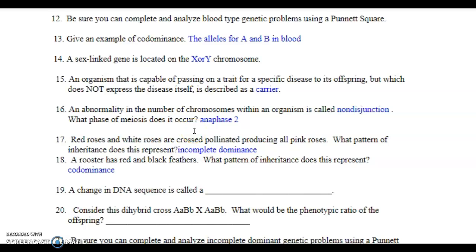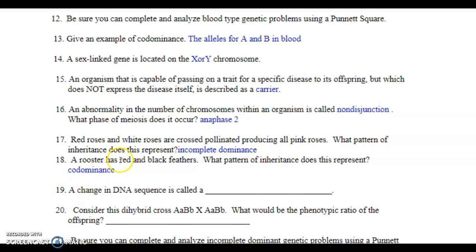Number 17 says red roses and white roses are cross-pollinated to produce all pink roses. So what pattern of inheritance does this represent? If we start with red roses and white roses and we get a blending, they blend together to make pink, then that would be incomplete dominance. The red was not totally dominant over the white, and the white was not totally dominant over the red. That would be incomplete dominance.